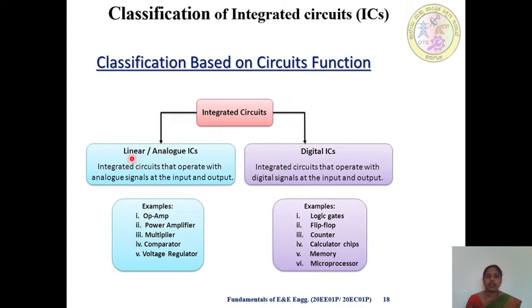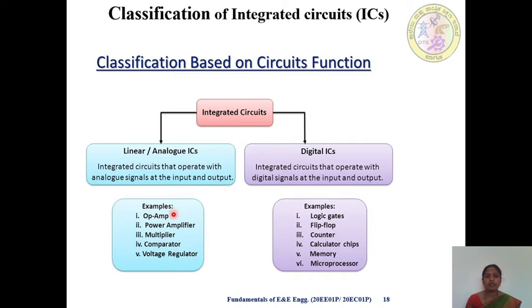They are linear ICs, which are also called analog ICs. Next one is the digital ICs. What is meant by linear or analog ICs? Integrated circuits that operate with analog signals at the input and output. Digital ICs: integrated circuits that operate with digital signals at the input and output.